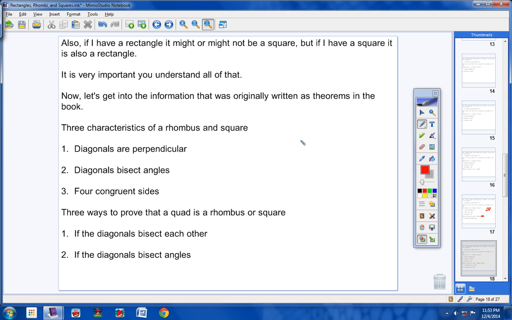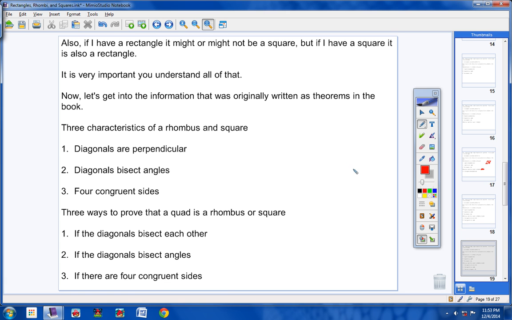So if you have a figure that looks like this, and you notice that your diagonals are cutting these angles in half like this. Now it would have to be all 4 angles have to be bisected. But if you notice that the diagonals are bisecting the angles, then you know that you have a rhombus for sure. Okay? And number 3, if you have 4 congruent sides, then you have a rhombus.